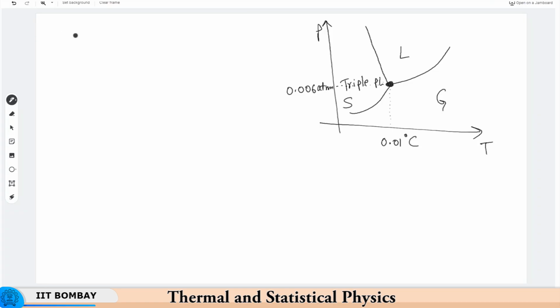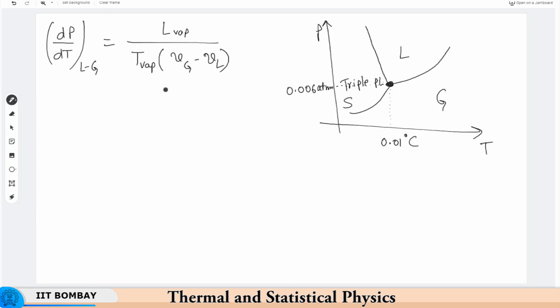So let us write the Clausius-Clapeyron equation again. dP by dT, and now I am interested in the liquid to gas transition. So for liquid to gas, this is L vaporization divided by T vaporization times (Vg minus VL). Now we are going to make a few assumptions. Let us assume that the moment liquid turns into gas, the density of the gas is much lower, and it is not a bad assumption.